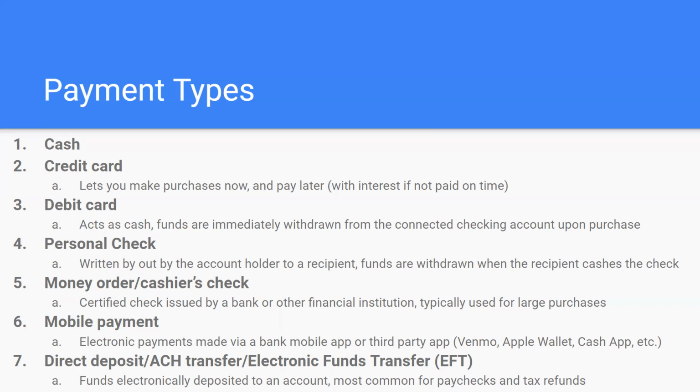Money orders and cashier's checks are checks issued by a bank or financial institution, and they're usually used for large purchases.